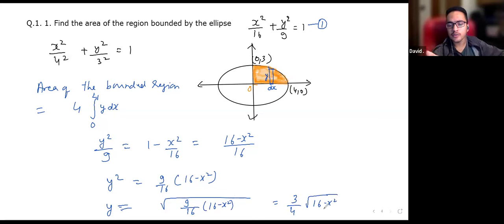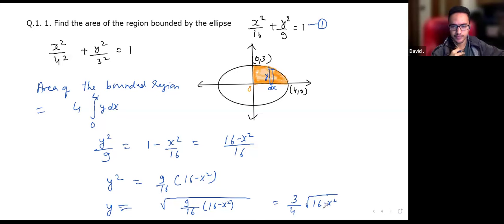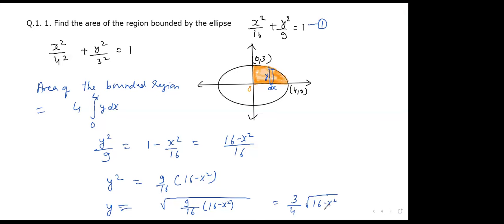Yes, sir. Root 9 is 3, root 16 is 4. Yes, sir. 3 over 4 root 16 minus x square.